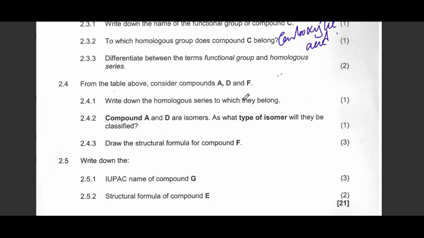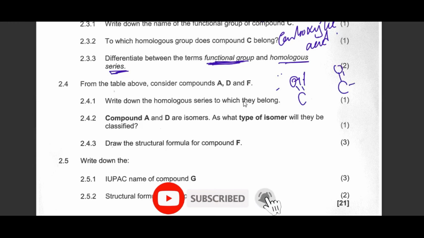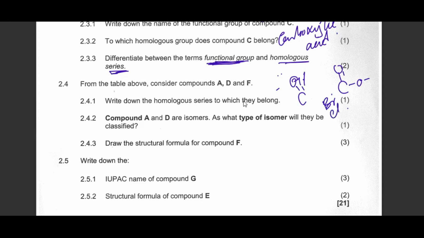Then they are saying, differentiate between a functional group and a homologous series. A functional group must be a group of atoms. It can be one atom, or it can be a group of atoms. For example, OH, or ester, carboxylic acid, these are groups of atoms. What about bromine, chlorine? Just one atom.